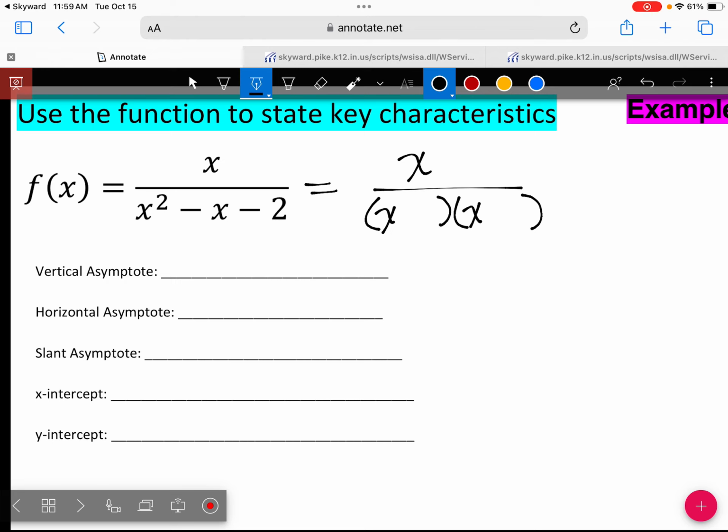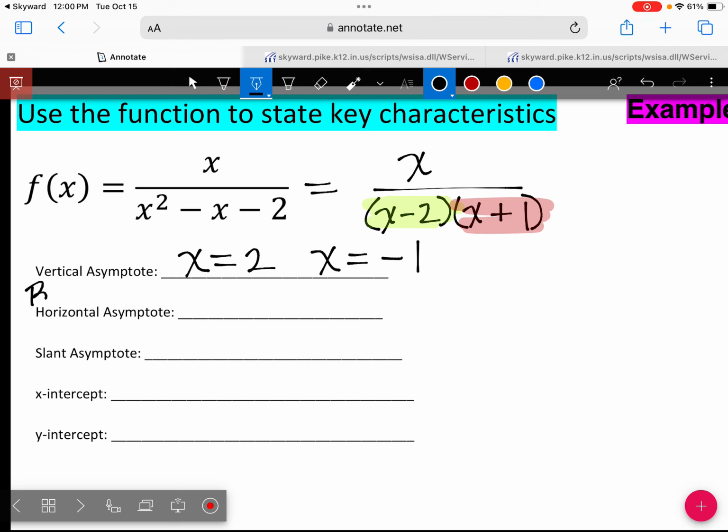This is our first time doing one that's bottom heavy. So what would be my 2 numbers that multiply to be -2 and add to -1? What'd you say, Marcus? -2 and 1. Who agrees with Marcus that that would be my numbers? All right. Vertical asymptotes always come from the bottom. So we have 2 vertical asymptotes. My first vertical asymptote would be at x equals 2. Your second one is at x equals -1.